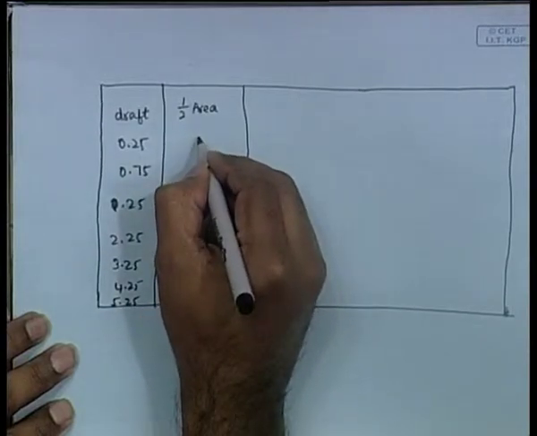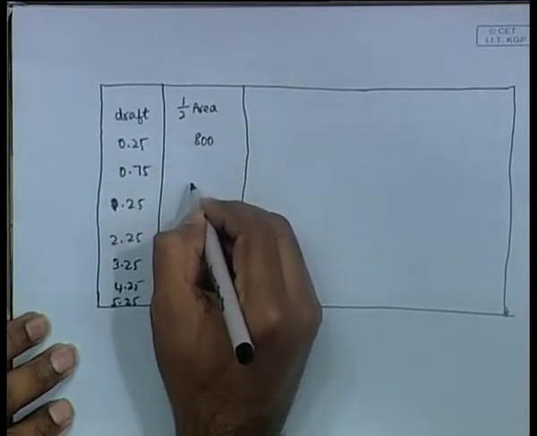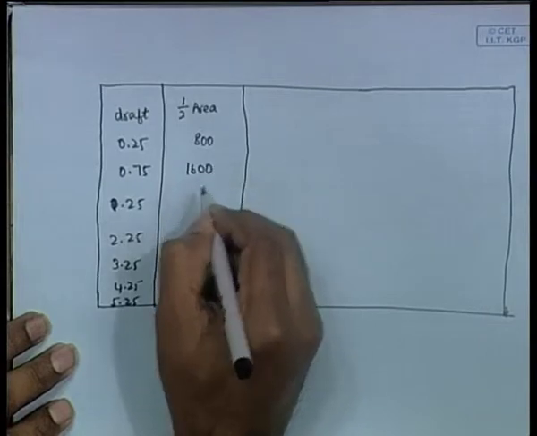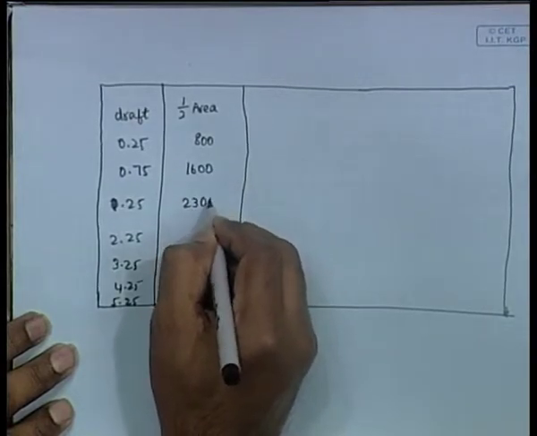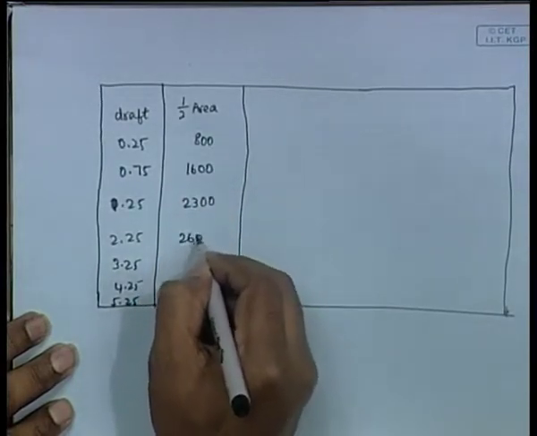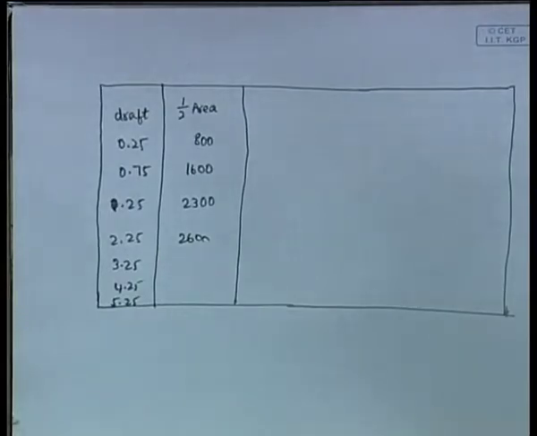It says 800, 1600, 2300. So it's clear to you what this area is, right? These are the half areas of the water plane at different drafts.